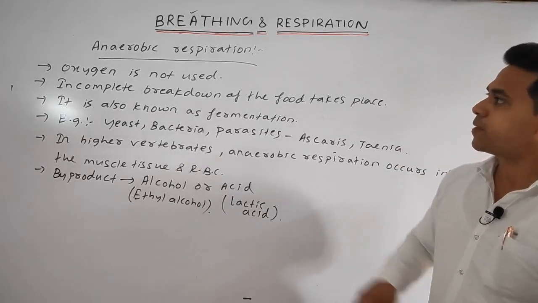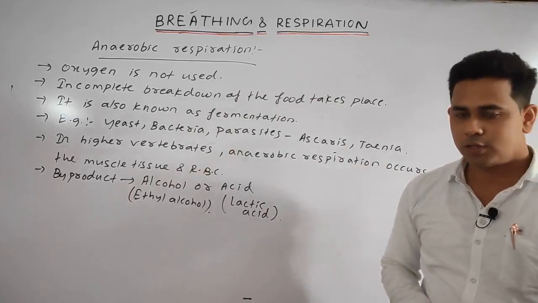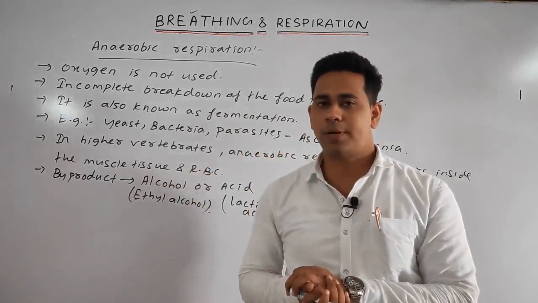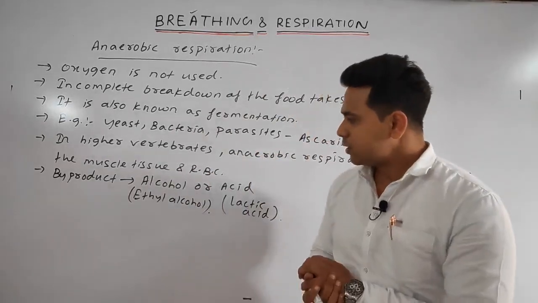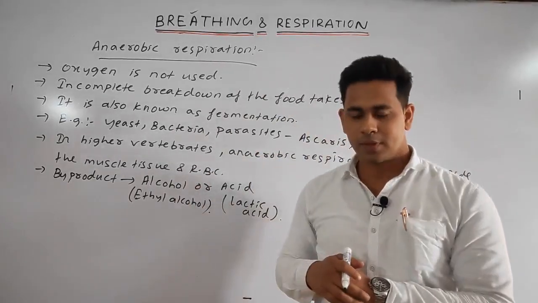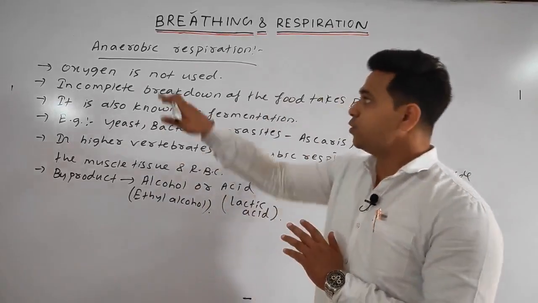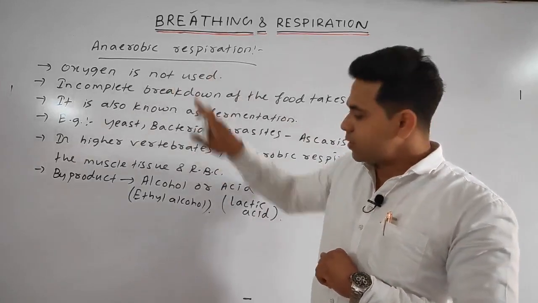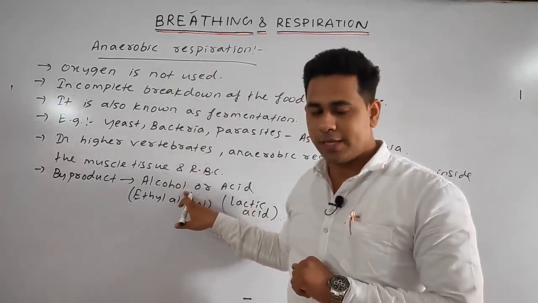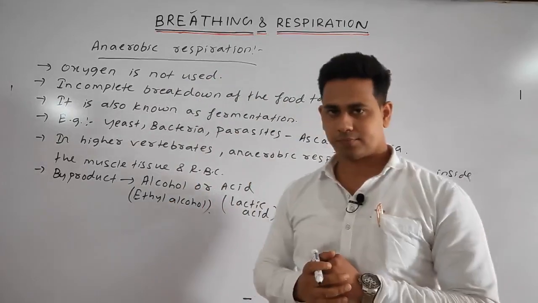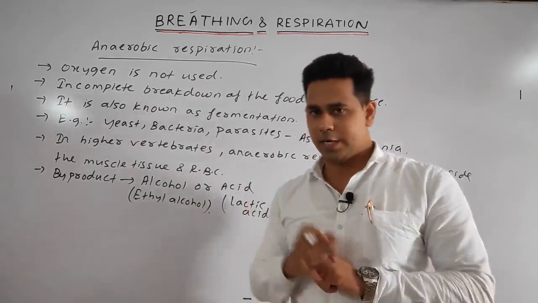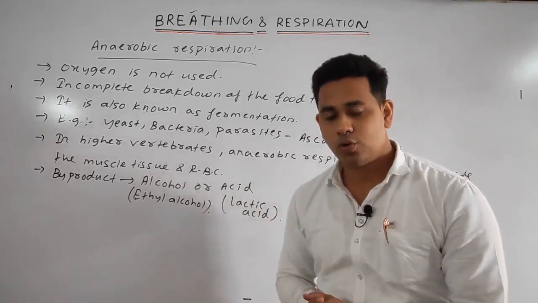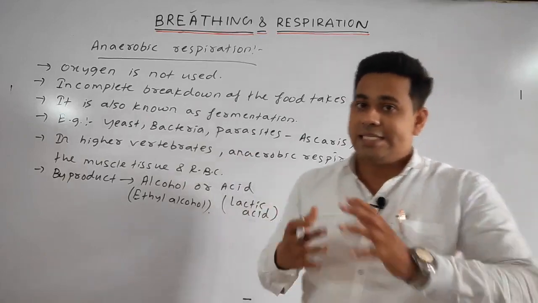Okay, next point. The anaerobic respiration is further divided into two types of fermentation process. As we know, anaerobic respiration is also known as fermentation. If alcohol is released as the byproduct, then it is known as alcoholic fermentation, and in this CO2 is released. If lactic acid is released, then it is known as acidic fermentation.